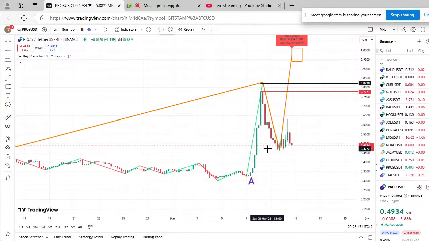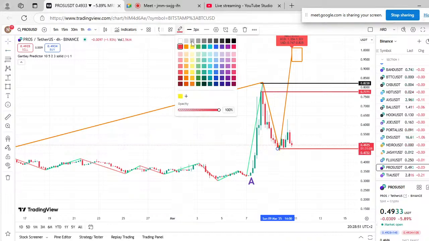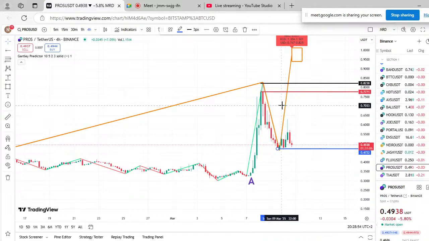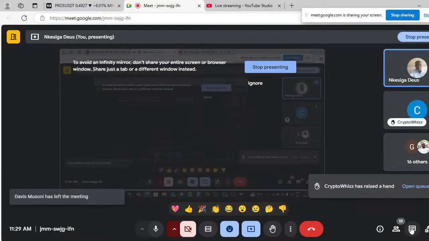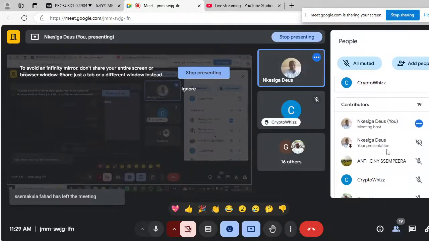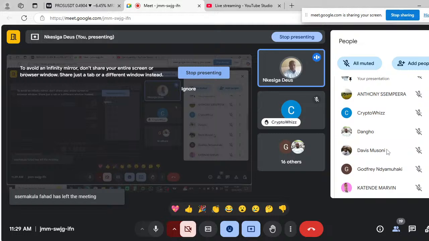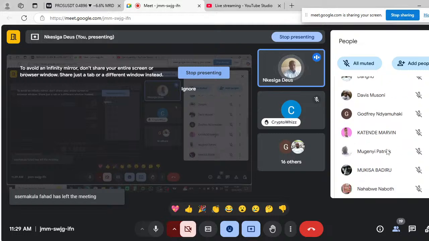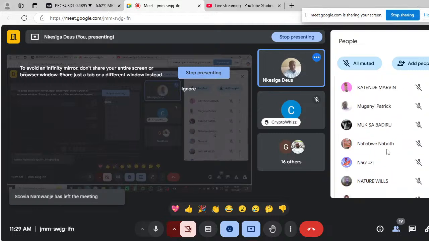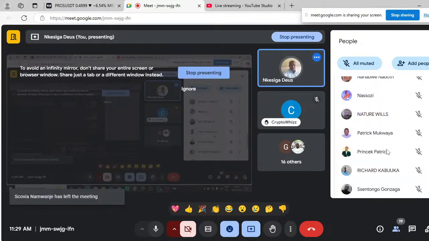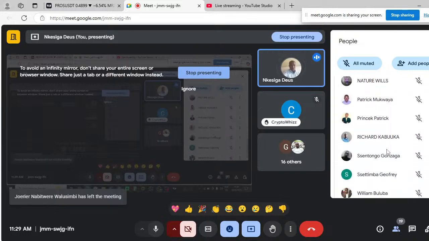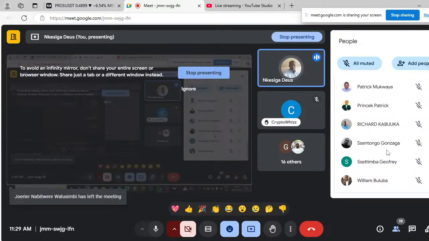I draw the line here, and I change the color. I make it blue. Now, I want to pick someone here. Now you can see people running. Don't run. I will pick at random. Whom can I pick? Now Scovy is running. Can you imagine?